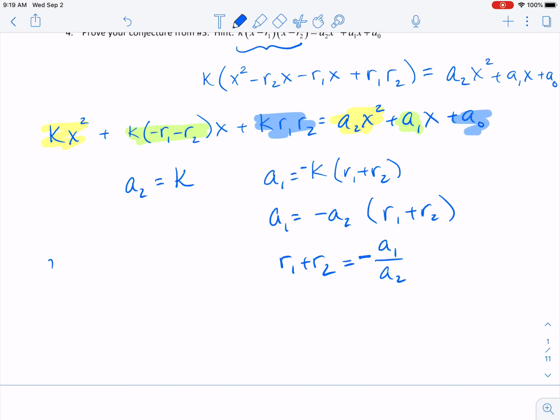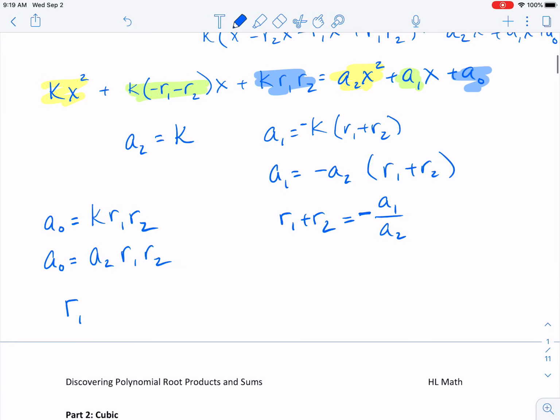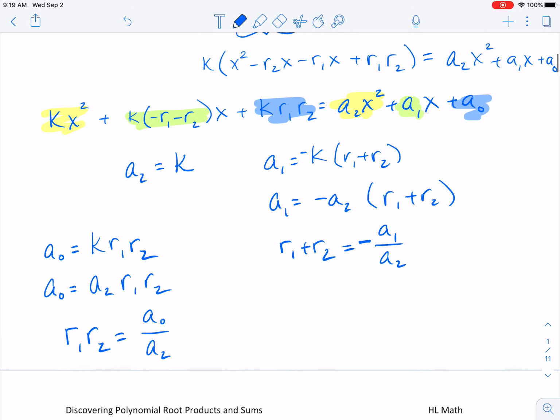So this, our a0 would be equal to k r1 r2. Now notice this is the product of the roots. I'm finally saying the correct thing. A1, I lied. K is still a2. And so this is a0 is equal to a sub 2 times r sub 1 times r sub 2. So the product, r1 times r2, is equal to a sub 0 divided by a sub 2.